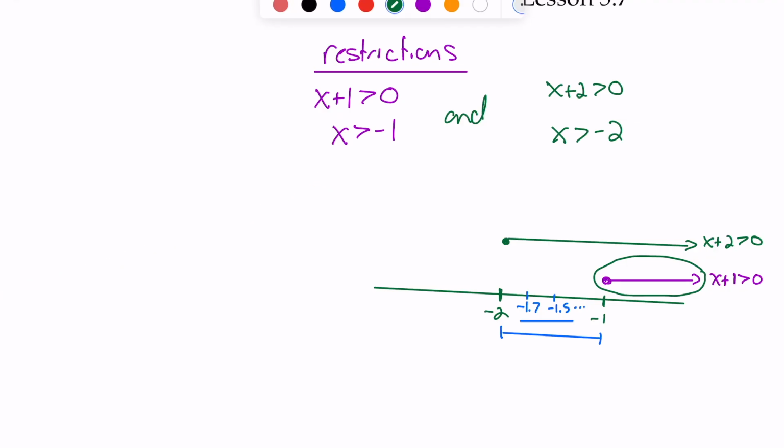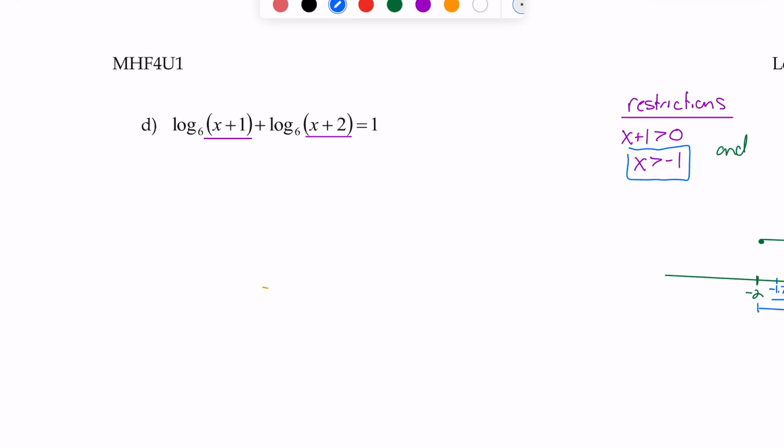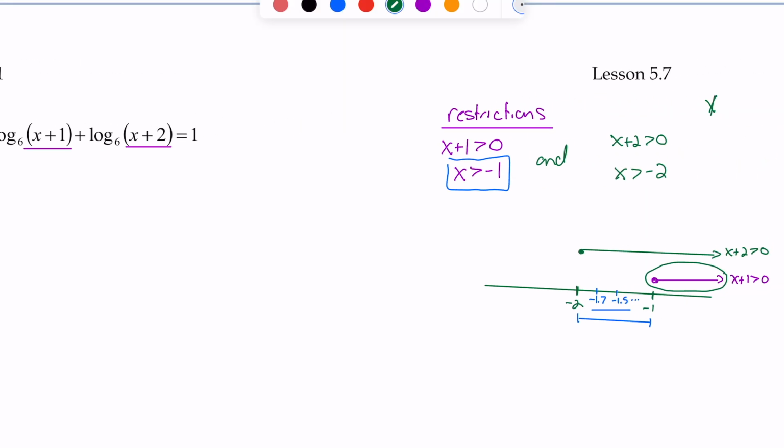So when you have overlapping restrictions, you can think of it on a number line, but then go to the one that is more to the right, the one that would always be the case. So that is this one right here. So now we've stated our restriction. And again, if this confuses you, just start and then we'll talk about it in class, okay?